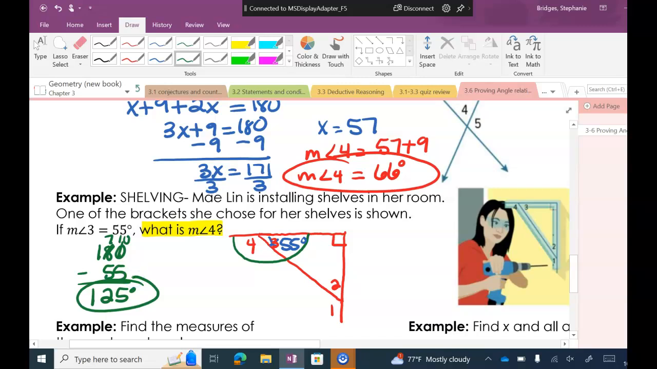Okay. So they gave you a lot in that picture, didn't they? Did you really need to know anything about angles 1 and 2? No. They're going to do that a lot on your EOC. They're going to give you way more information than you need. They're just trying to trick you, exactly. Is everybody good?